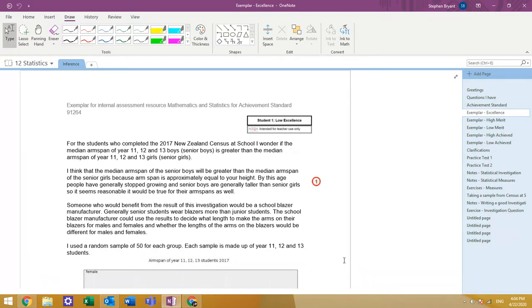in front of us. So if we look at this student, they have started off with a question of, is there a difference? How do they compare? What's going on with boys and girls' arm spans? So the proper wording here is talking about the median arm span for boys and the median arm span for girls.